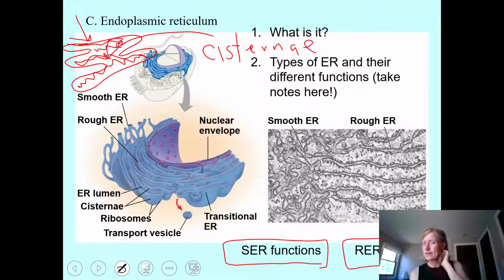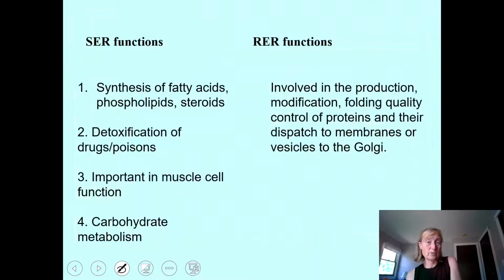So the rough endoplasmic reticulum is probably doing things with proteins. The smooth endoplasmic reticulum may have slightly different functions, and in fact they do. So let's take a look at some of the functions of the smooth and the rough ER. And I wrote some of these down. They're not in your notes, so let's think about them a minute. They're very different. They have different jobs to do, and they have a different structure, right?